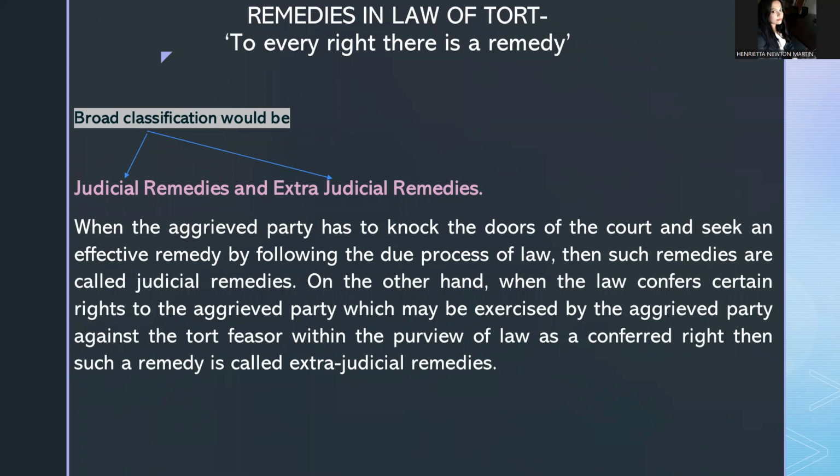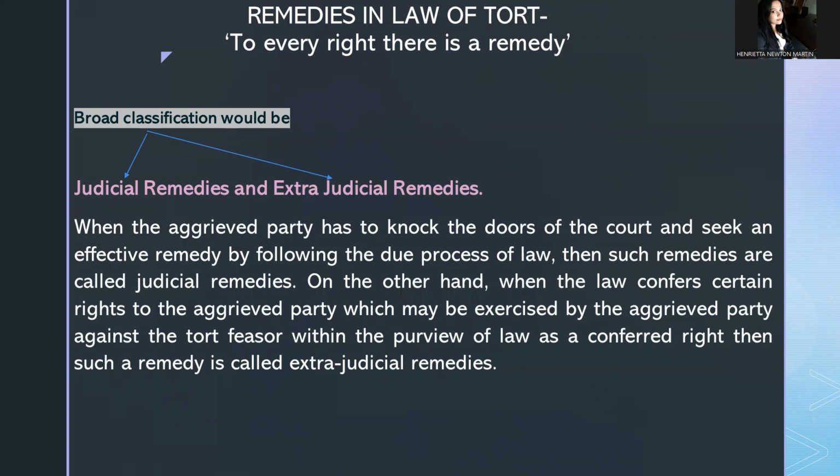Broad classification. One is judicial remedies, and two is extrajudicial remedies. Now, what is judicial remedies? As the name itself suggests, that means the person has to go and knock the doors of the court to receive his remedy, or to redress his issue, or to solve the issue. He has to go and knock the doors of the court to seek the remedy. So that is judicial remedy.